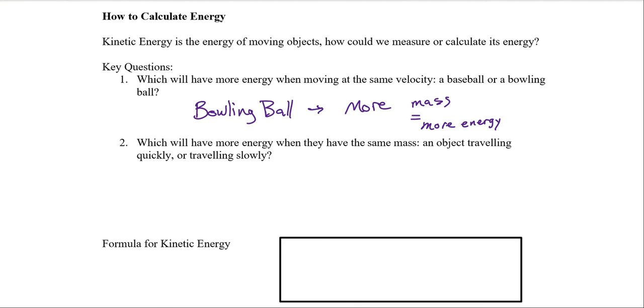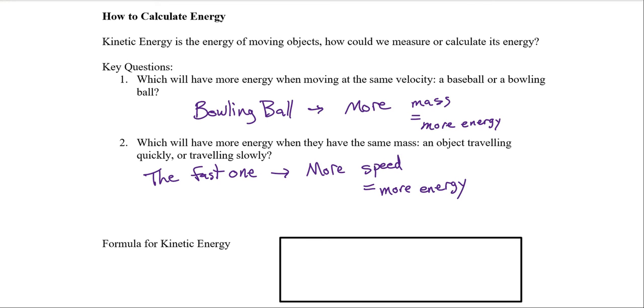Well, what about this different situation? What if we had two bowling balls? One was traveling really fast and one was traveling really slow. Which one has more energy? The fast one. And this says that the more velocity you have, or the more speed, since we're talking about scalars, that just means you get more energy.